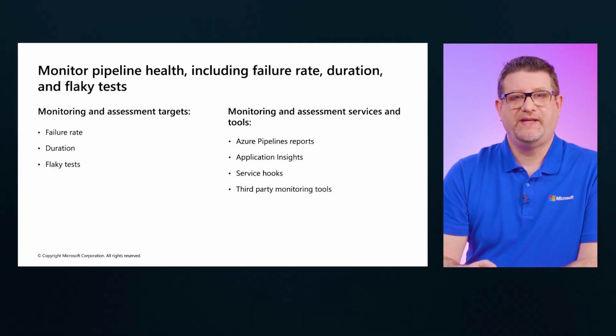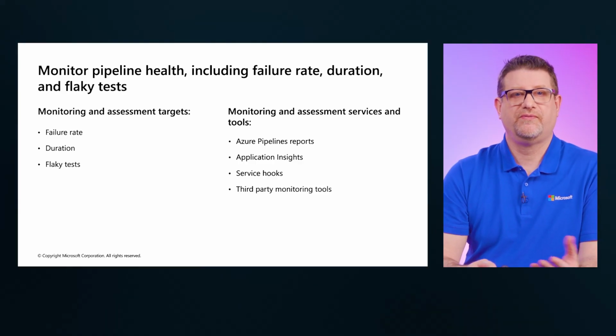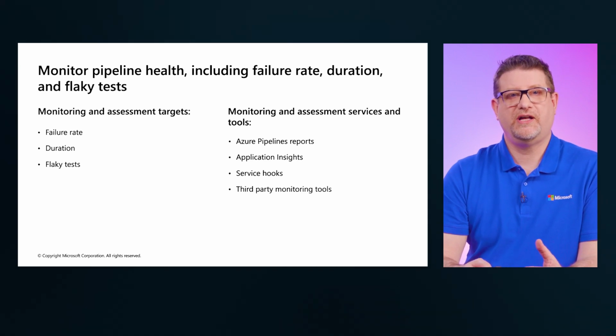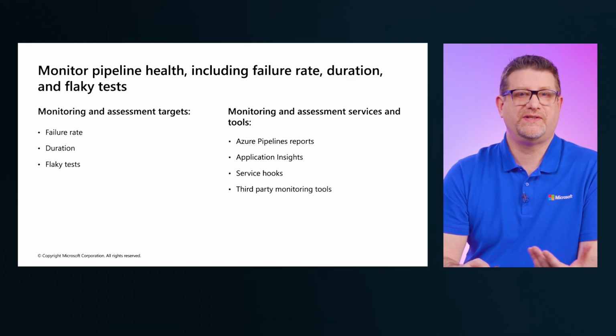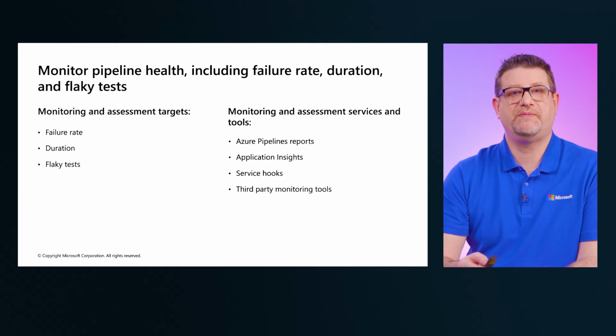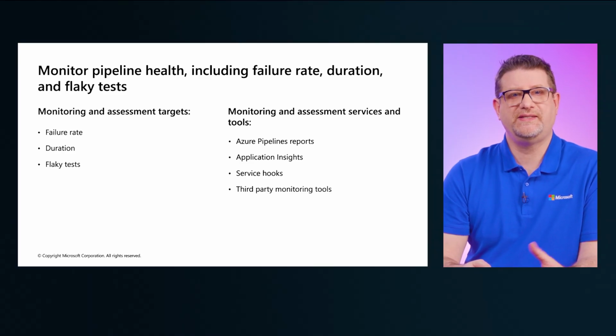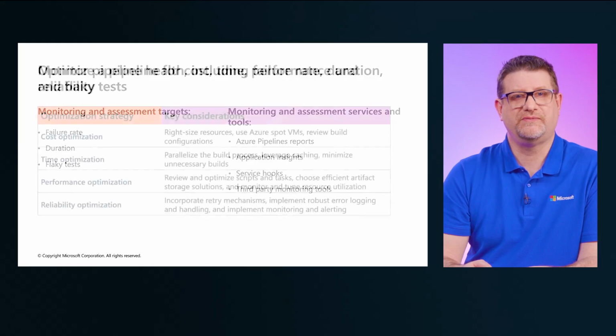Pipeline health is crucial for maintaining high-performing, reliable software delivery. Let's talk about three key targets: failure rate, duration, and flaky tests. Monitoring failure rate helps teams quickly spot recurring issues that might be causing builds or deployments to fail. Tracking duration reveals exactly how long pipelines take to complete, which is essential for identifying bottlenecks and optimizing our speed. And keeping an eye on flaky tests, those that sometimes pass and sometimes fail without any code changes, ensures that test results are trustworthy and that teams aren't chasing false alarms.